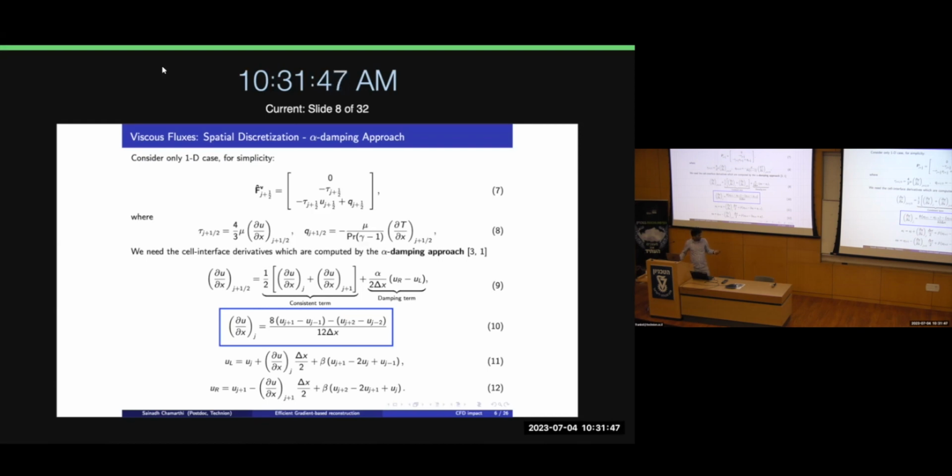The important point is how you compute this dou by dou x. Here I'm showing you the fourth order finite difference equation. You can use a sixth order one here. You can use a compact finite difference, anything. And by changing how you compute these gradients, you get new and different types of schemes.